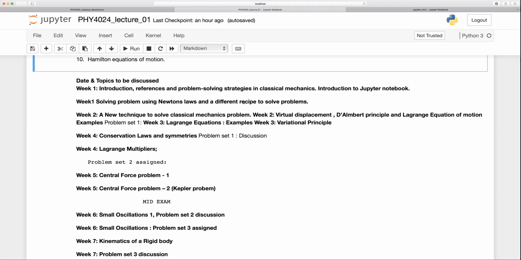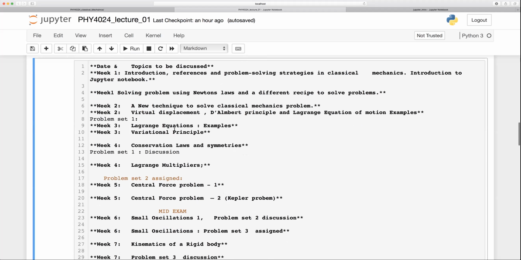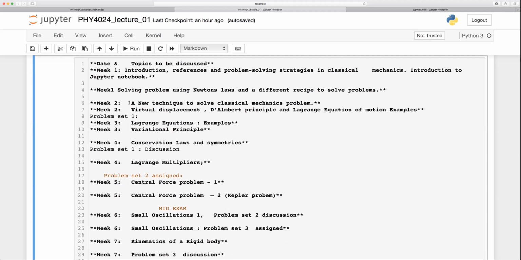The idea is I need you to get some idea about Newton's laws before we move into the Lagrange equation, so that you will understand why we are doing it. And then in the next week, at the start of the next week, we will learn about a new technique to solve classical mechanics problems, and this is actually about the Lagrange equations.